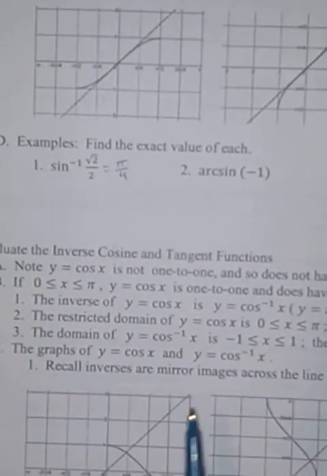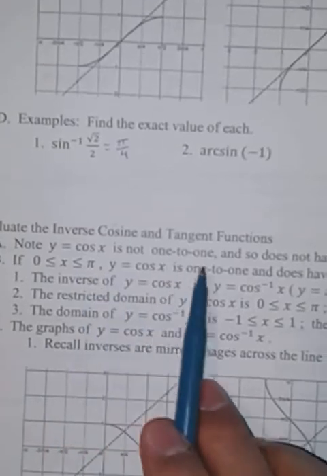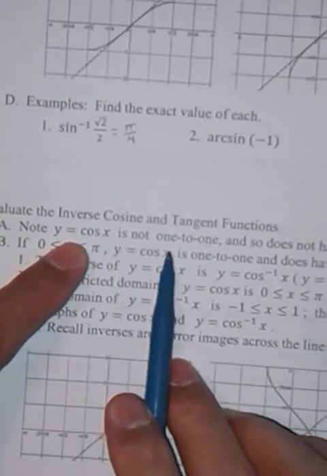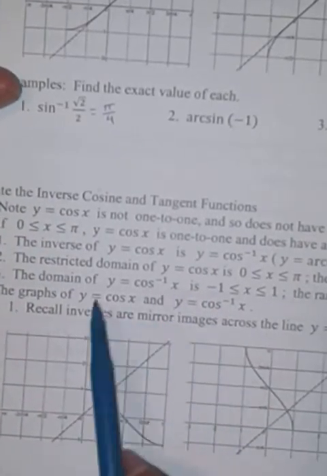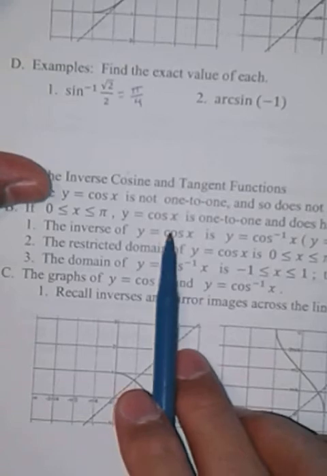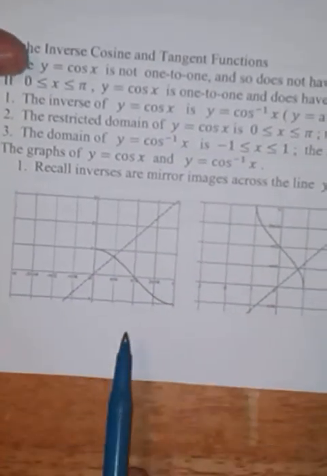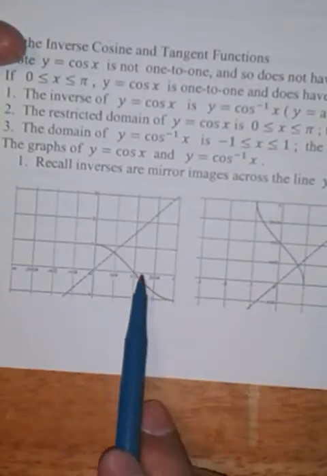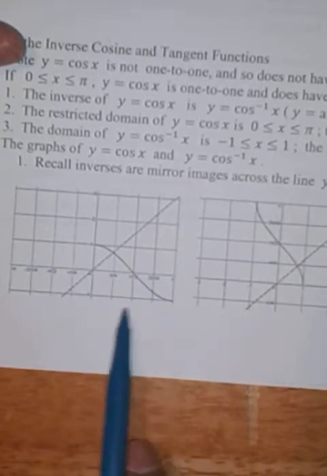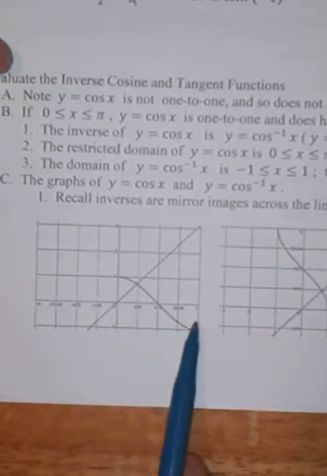All right, let's try inverse cosine and tangent functions. So note y equals cosine x is also not 1 to 1, for the same reason as sine. But if we restrict it to from 0 to pi, then y equals cosine x is 1 to 1. There it is, from 0 to pi. Notice horizontal lines all cross at only one place on that particular part. Okay, so it is 1 to 1.